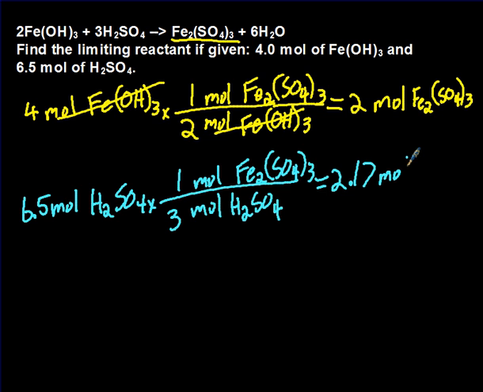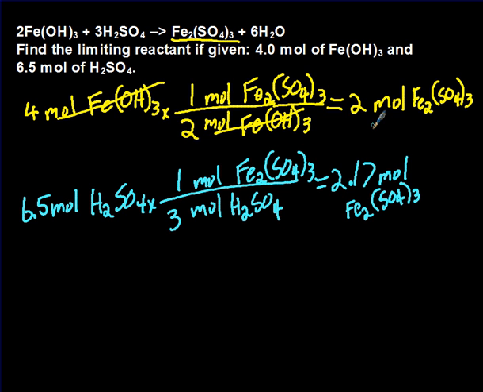And now that's moles of Fe2(SO4)3. So looking here, you can see that when you do both reactions, you get less when you start with 4 moles of Fe(OH)3, and you get more when you go with 6.5 moles of H2SO4. Now what that means is that the 4 moles of Fe(OH)3 is a limiting reactant. Fe(OH)3 is a limiting reactant. That's limiting the whole reaction to only 2 moles. Whereas your H2SO4 is your excess reactant. You have more left over after this reaction undergoes.